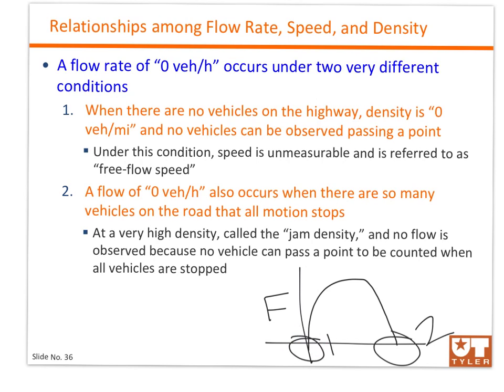The other condition is way different. Again, it's a flow equal to 0 vehicles per hour. This also occurs when there are so many vehicles on the road that all motion stops. This is where we call the jam density, where the intersection or the highway is fully occupied by vehicles to an extent that no vehicle can move by any means. So that's the jam density, and the flow is equal to 0 simply because all the vehicles are stopped.